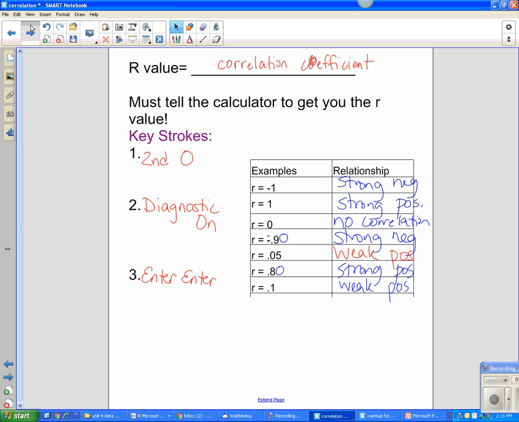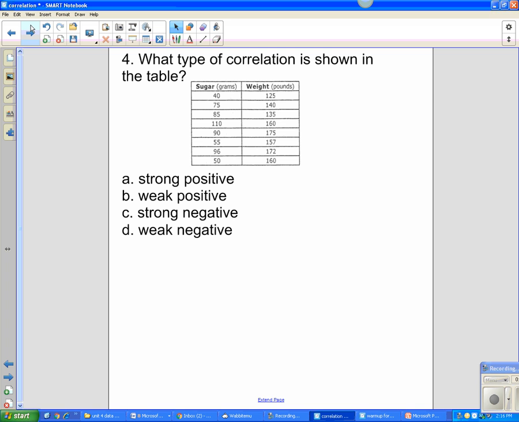Okay. Number 4, what type of correlation is shown in the table? Circle, everybody circle the word correlation in number 4. When you see correlation, it means the R value. So write that on your paper. There's not a lot of writing today, but write that down. Correlation is the R value.